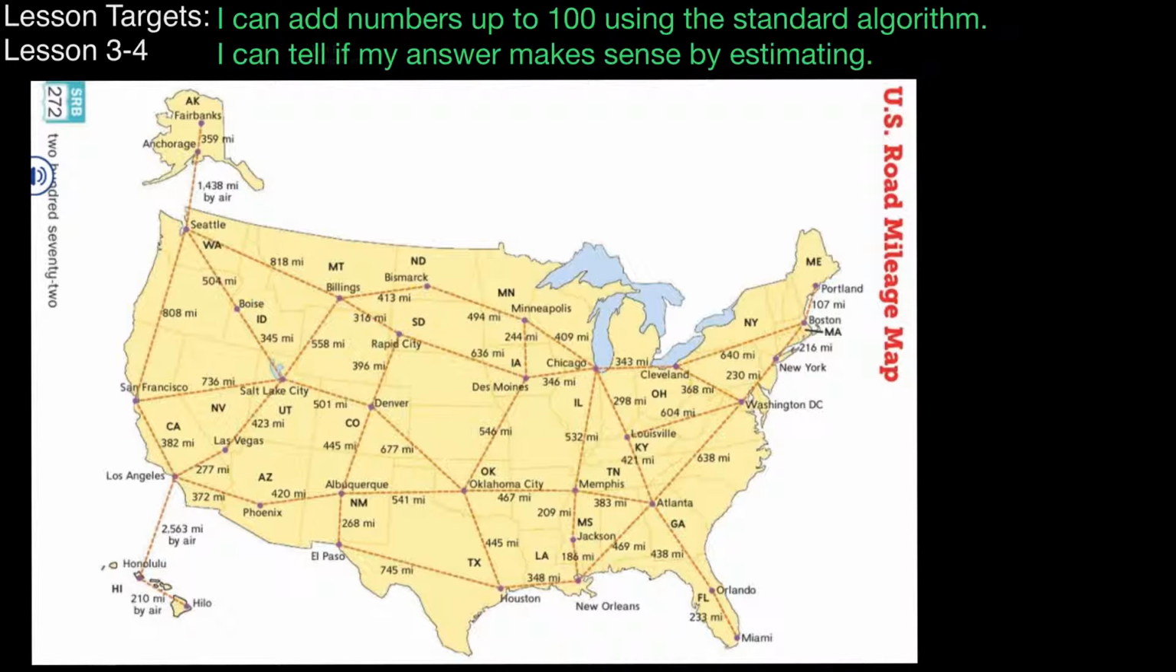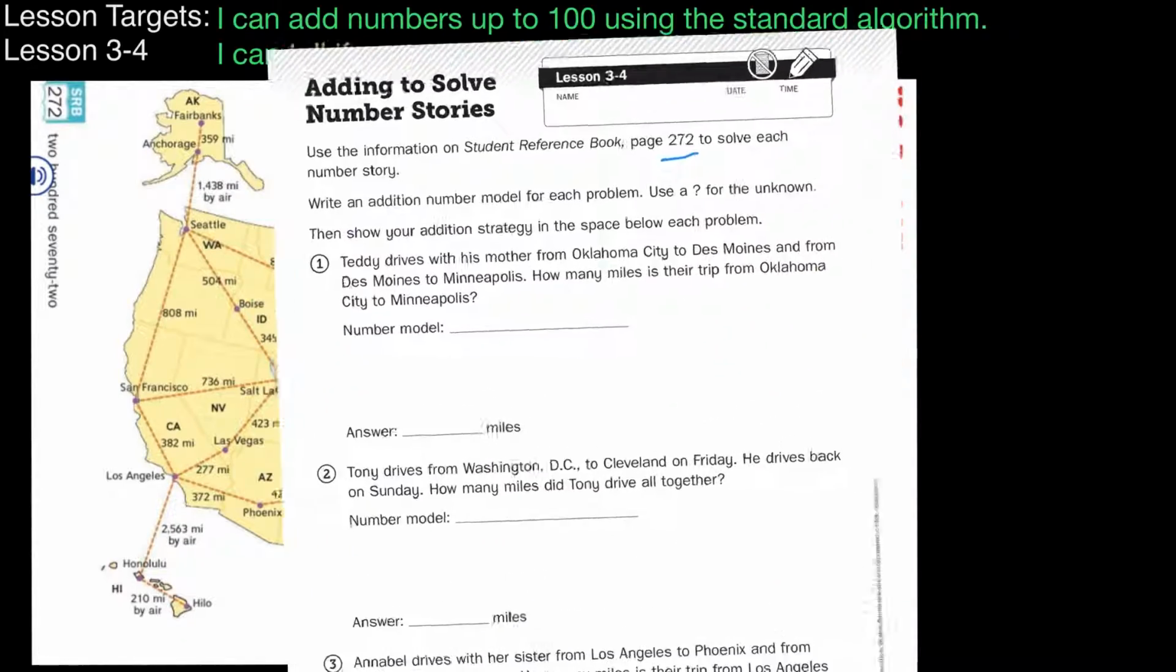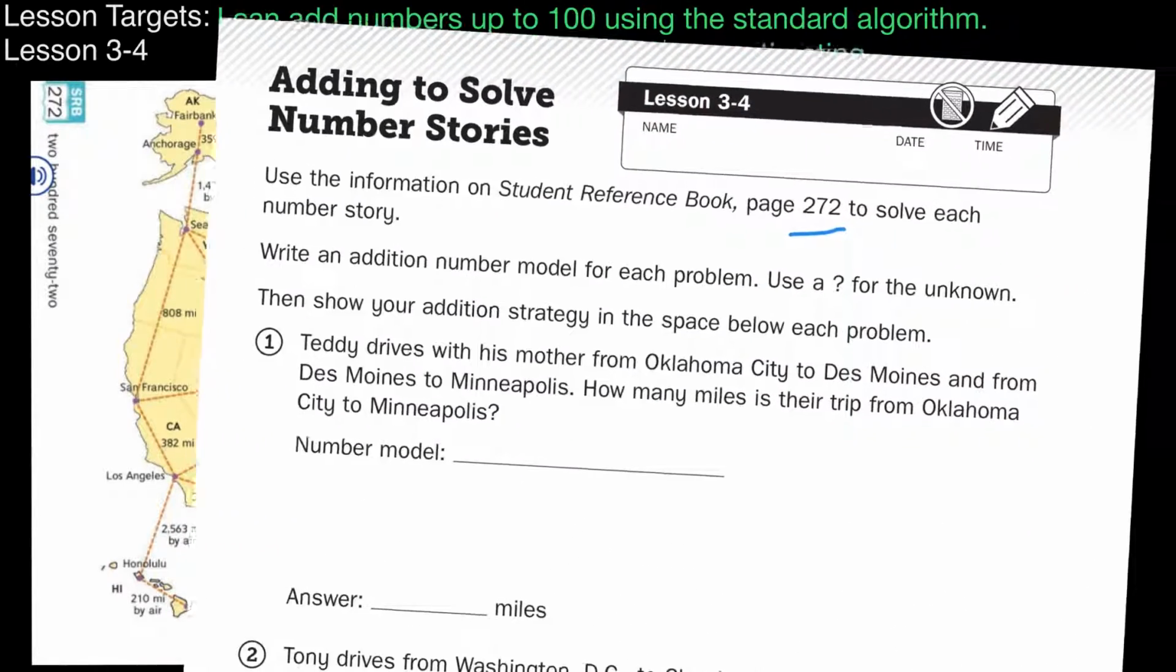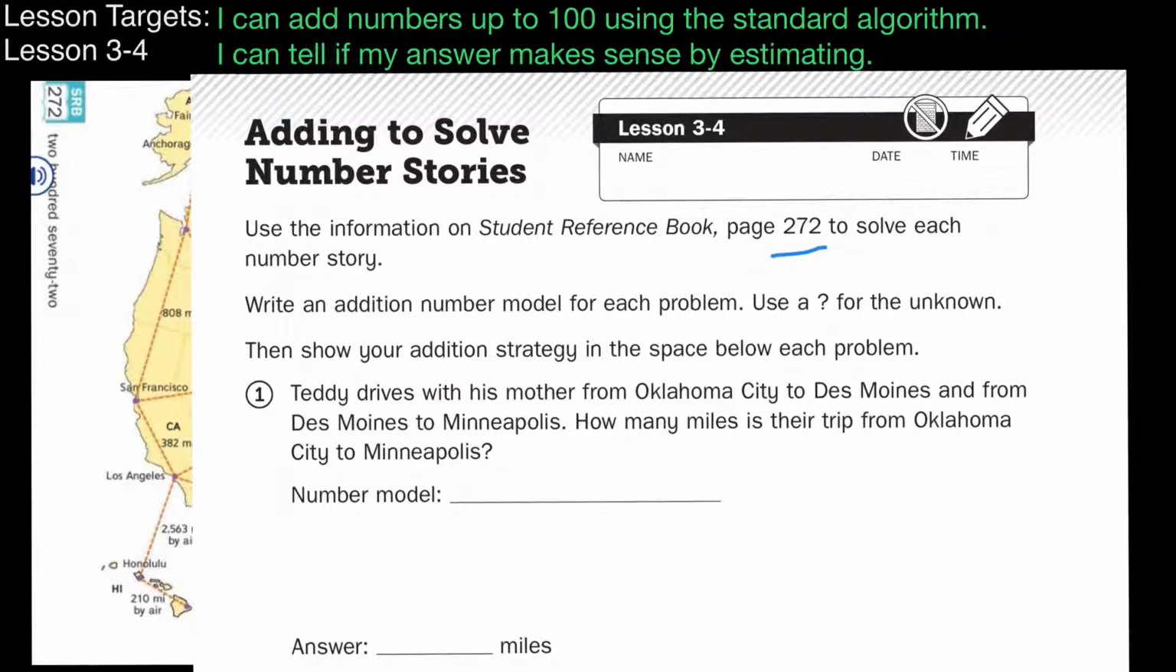So if we look here on this page, I'm going to solve problem 1, and then I'm going to have you solve problems 2 and 3 and submit it in Seesaw. So let's take a look. It says here to write an addition number model for each problem. Use a question mark for the unknown. It says then show your addition strategy in the space below each problem. Teddy drives with his mother from Oklahoma City to Des Moines.